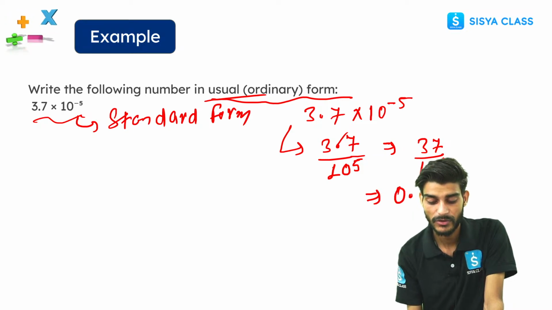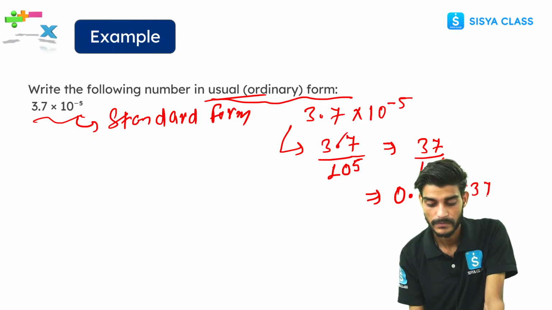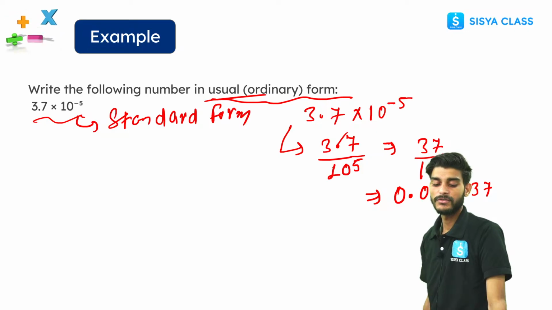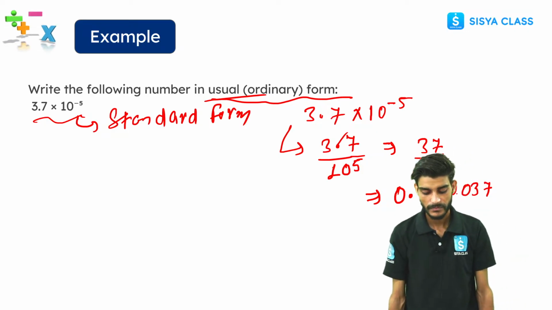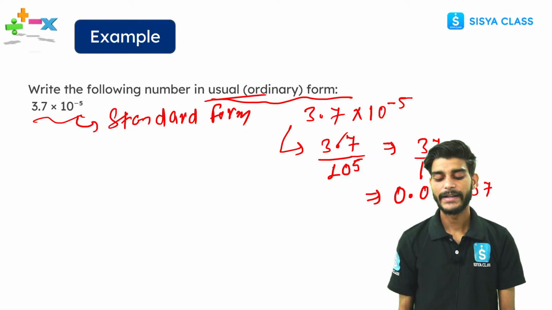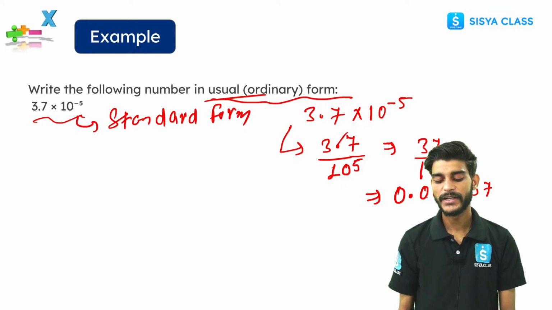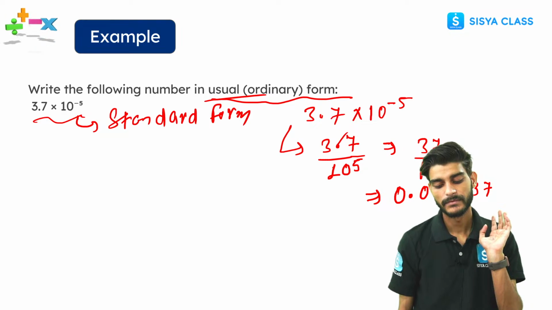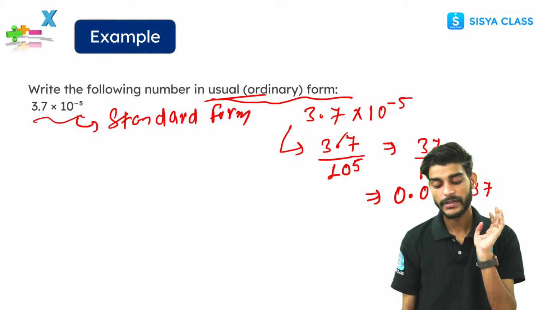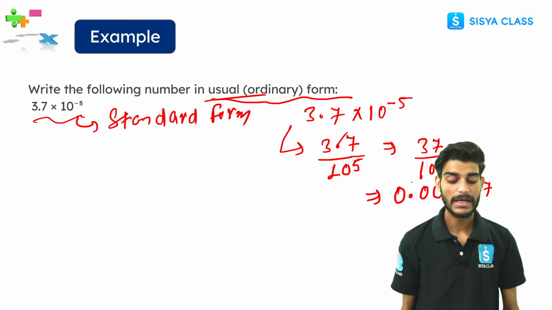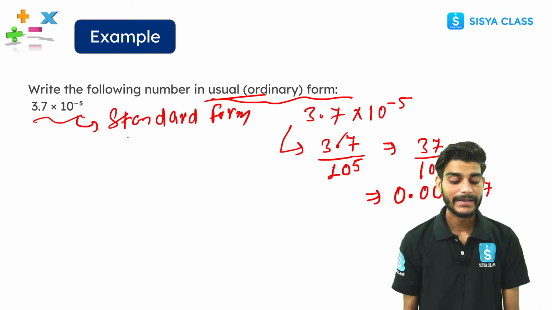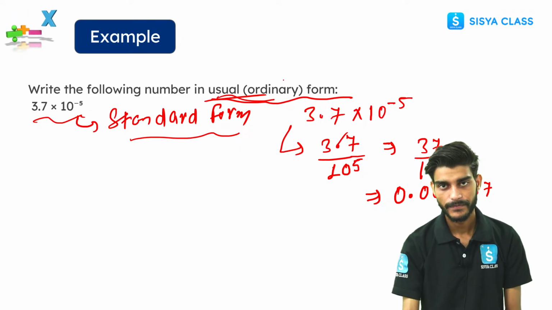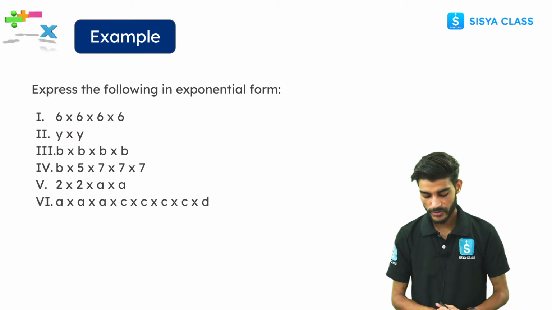So it will be 0.000037. Understood? If you remove the decimal here, how many zeros will you have? 1, 2, 3, 4, 5, 6. Just remember the first one. 1, 2, 3, 4, 5, 6. So this is how you have to convert from standard form to the usual form. Clear? Now let's move on to the next question.